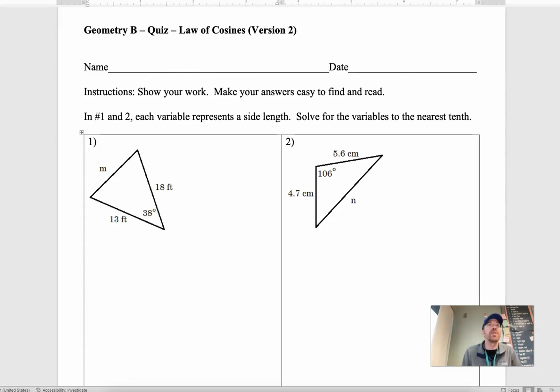So if you've already got this quiz, what I'm going to do to start with, I know this is a quiz on Law of Cosines, so you might guess that for these problems we need to use Law of Cosines, but in many situations you might not know straight away whether to use Law of Sines or Law of Cosines. So to start with, I'm going to try number one.